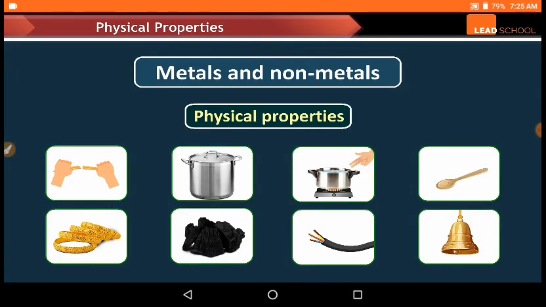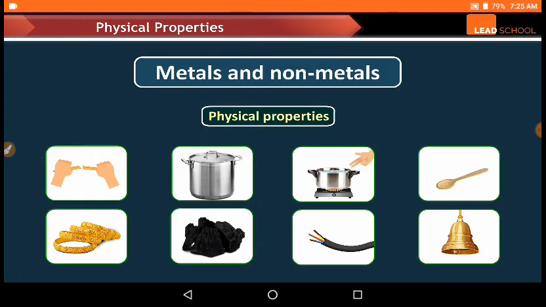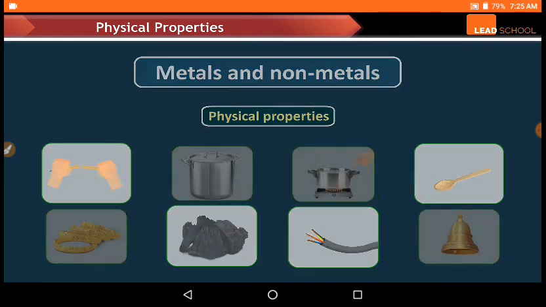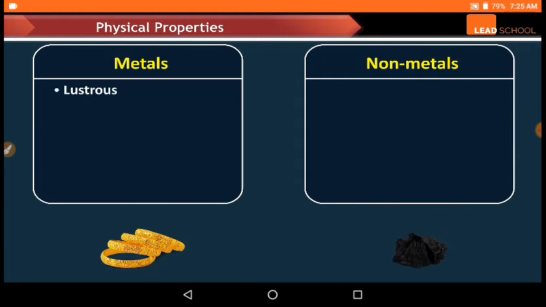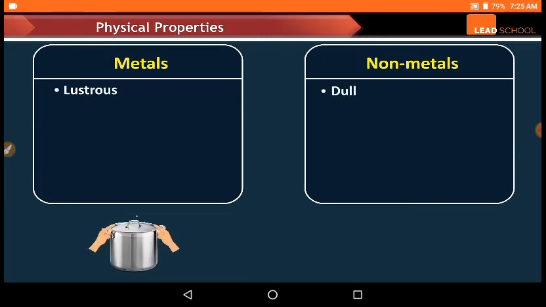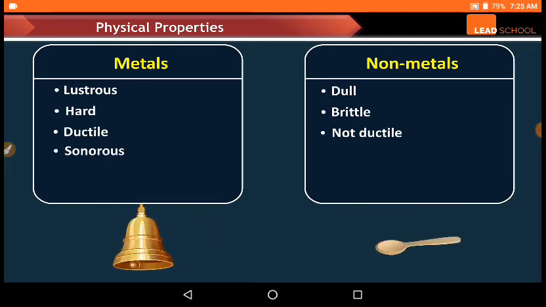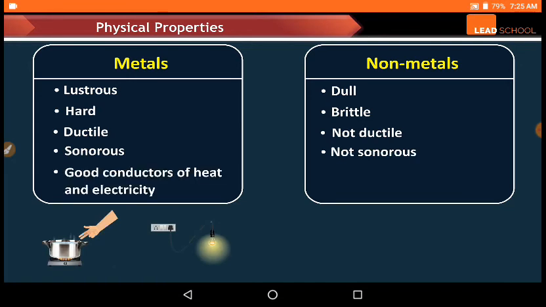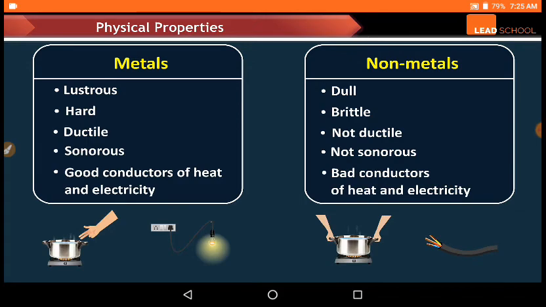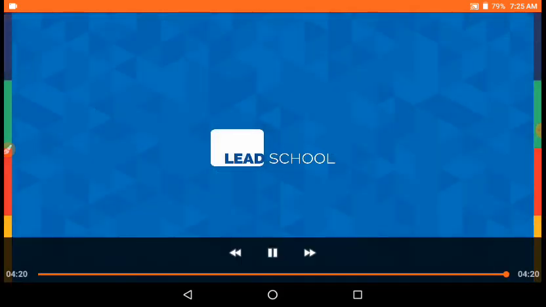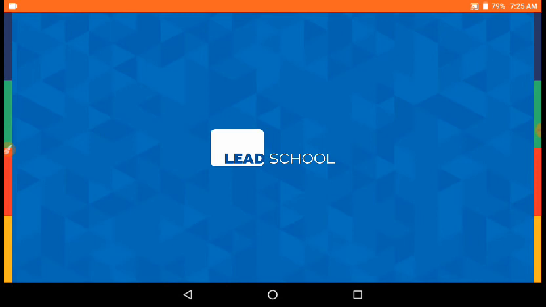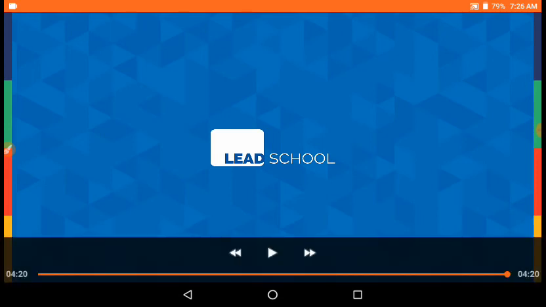So today we learned the physical properties that help us differentiate between metals and non-metals. Metals are lustrous while non-metals are dull. Most metals are hard while most non-metals are brittle. Metals are ductile while non-metals are not. Metals are sonorous while non-metals are not. Metals are good conductors of heat and electricity while non-metals are not. So basically we have seen the five physical properties that differ between metals and non-metals.